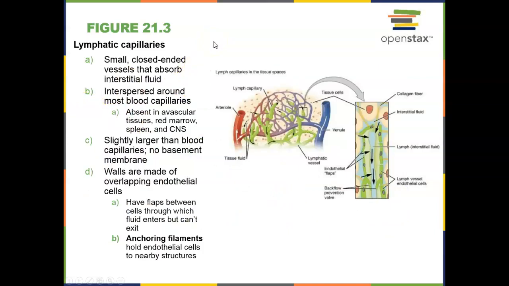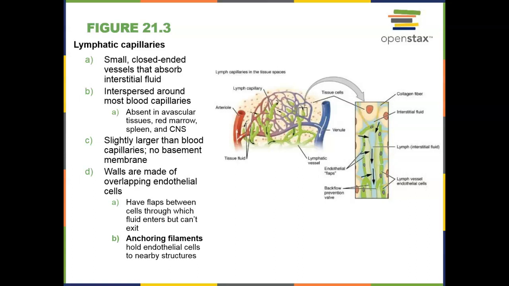Lymphatic capillaries then are what pick up this fluid. And these capillaries have little structures, little valves that allow fluid to move into the vessels. And so as fluid leaves the blood and enters the interstitial regions, any fluid that is not picked up on the venous end of the capillary is going to get picked up by these tiny lymphatic capillaries.